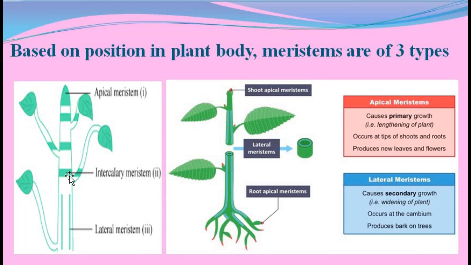Whereas the second type is the intermediate or intercalary meristem, which is present at the base of the leaf or nodal or internodal region, which will be responsible for bringing about the leaf growth and internode growth. Then the third type is called the lateral meristem, which is present at the lateral position of the plant, which causes the secondary growth, hence results in increase in the girth of a plant. It occurs at the cambium and produces bark in trees.